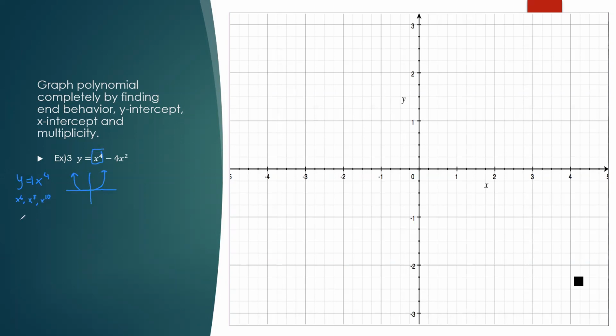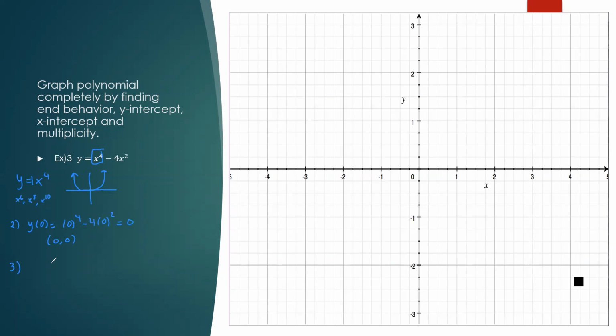The next step is find the y-intercept. So how do you find the y-intercept? You plug in 0 into the function. That's 0 to the 4th minus 4 times 0 squared, right? So that's going to be 0. So your y-intercept is (0, 0).